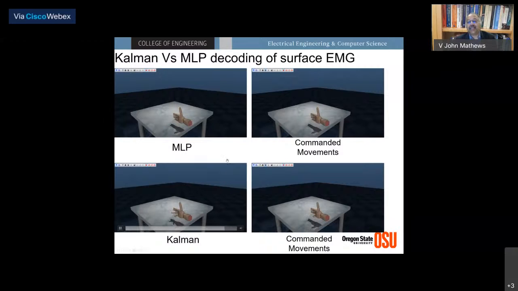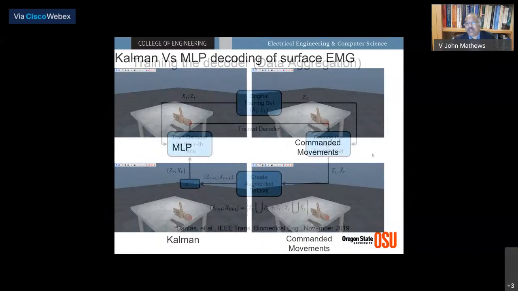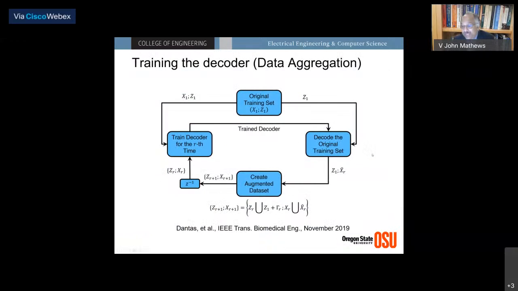So at least these results indicate that the MLP, in this particular case the multi-layer perceptron network, is working much, much better. And that's the point I wanted to make. So now, how do you train these things?